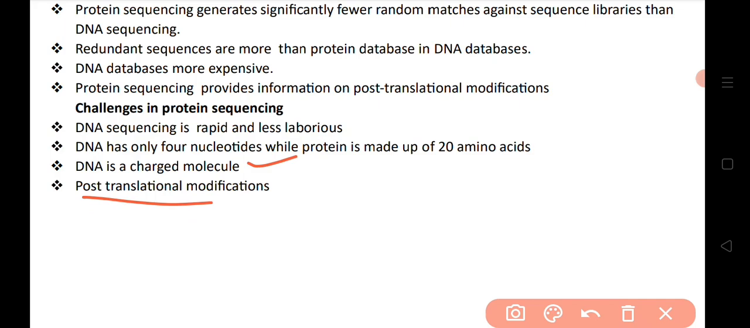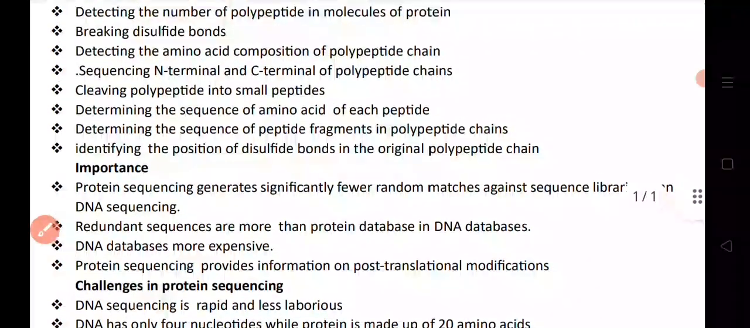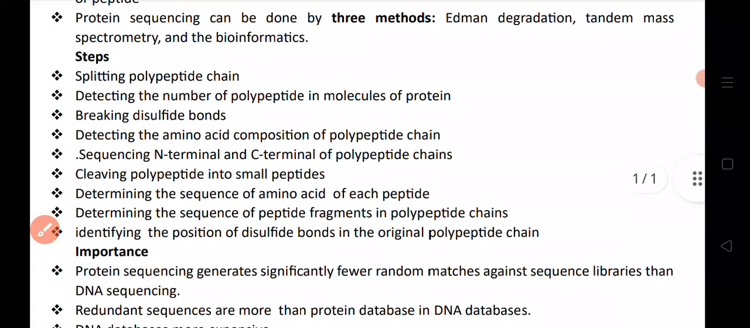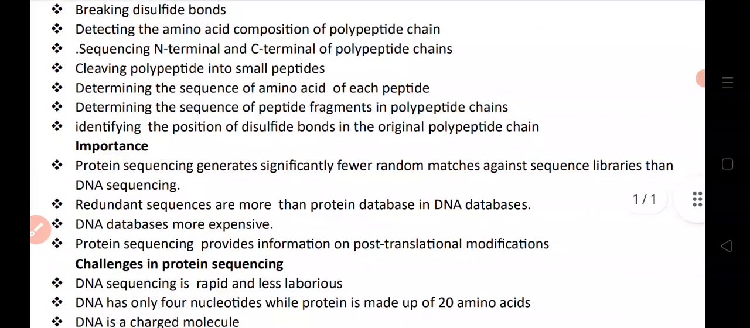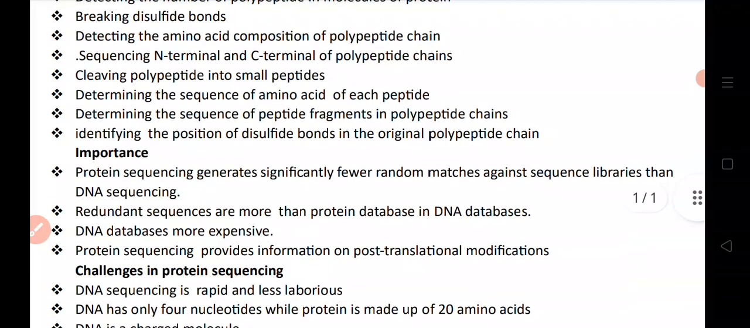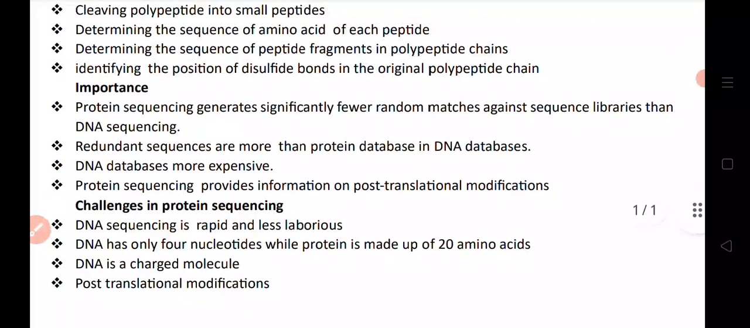So, that was our topic today about protein sequencing. We have discussed the definition, we have discussed the methods involved, we have discussed the steps of protein sequencing, and we also understood why protein sequencing is important, why it should be done, and what are the challenges.